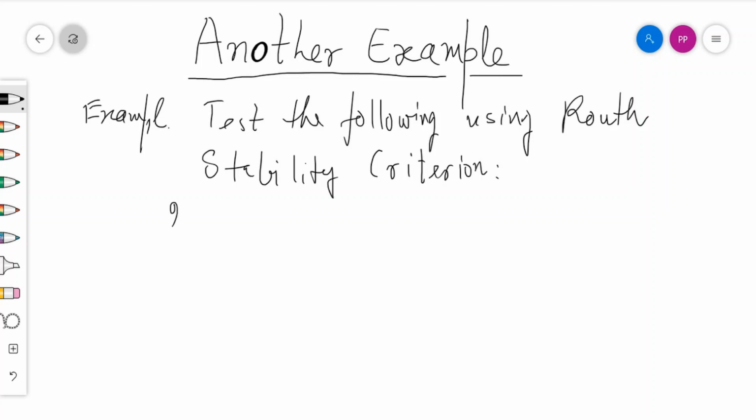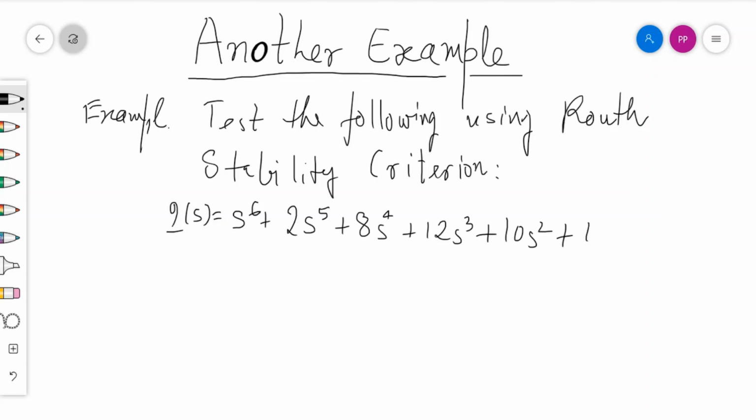So what is the characteristic polynomial over here? Q is equal to s power 6 plus 2s power 5 plus 8s raised to the power 4 plus 12s cube plus 20s square plus 16s plus 16 equal to 0. So let us draw the Routh array for this.